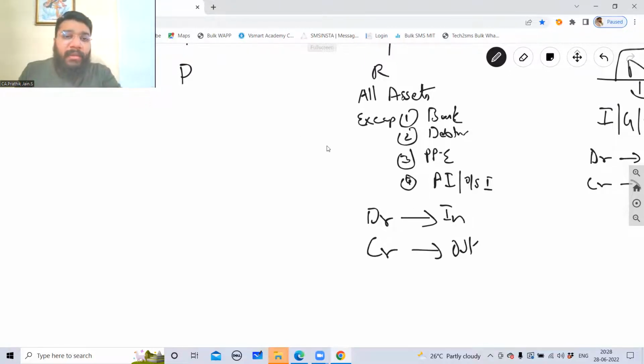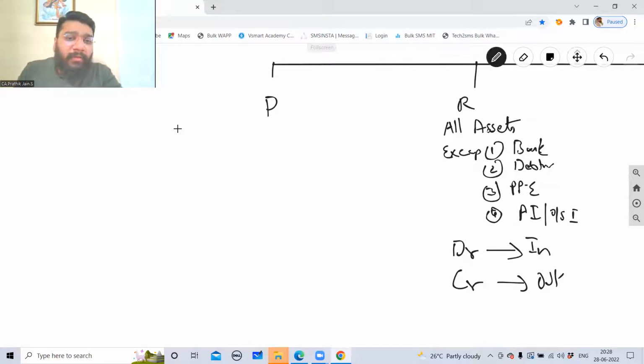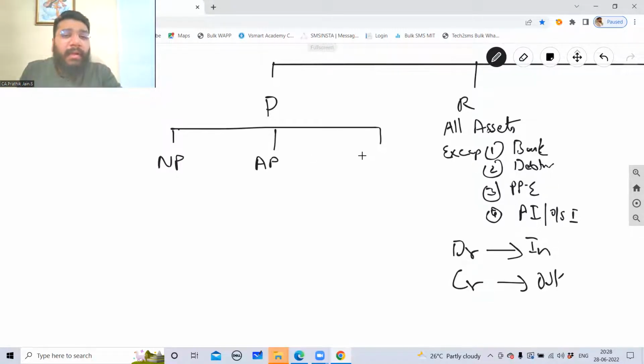Then finally, you have personal account. Personal account has got further three sub classifications: natural personal account, artificial personal account, and representative personal account. So natural personal account is for God's creation, human being. Artificial person is created by law. And representative personal accounts are those four special cases.